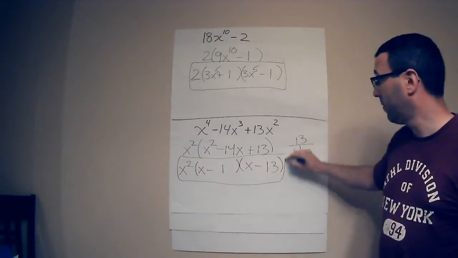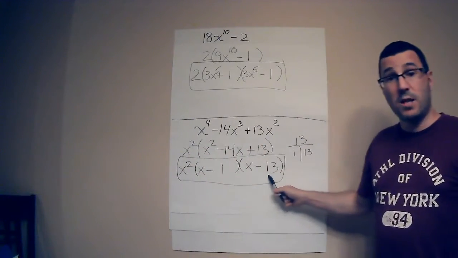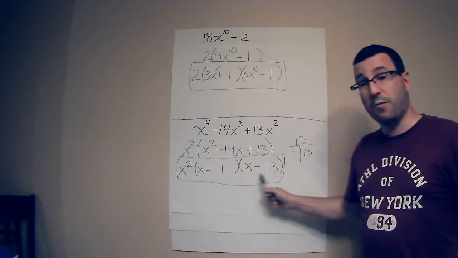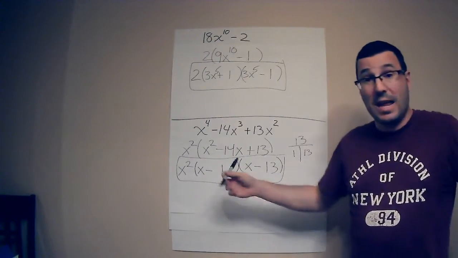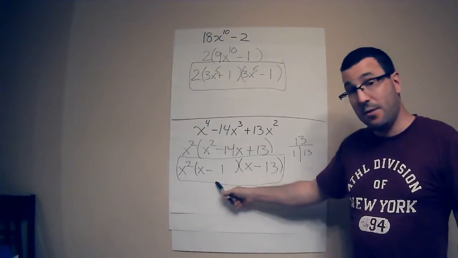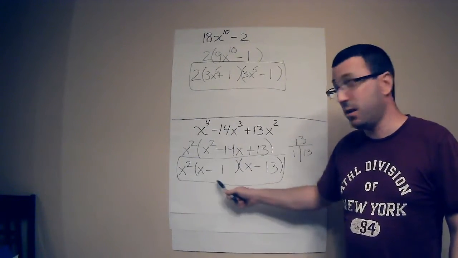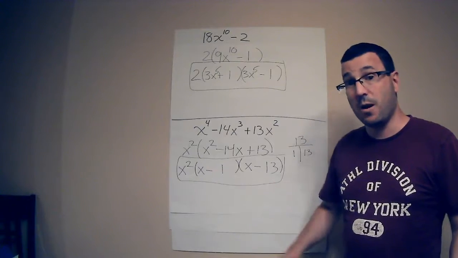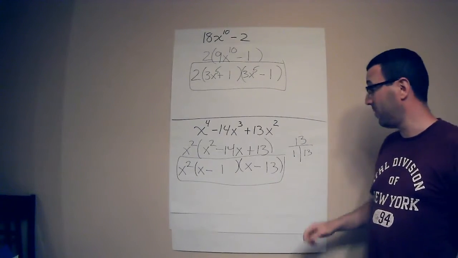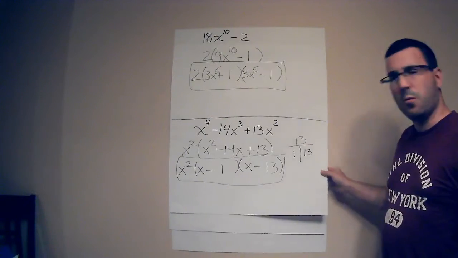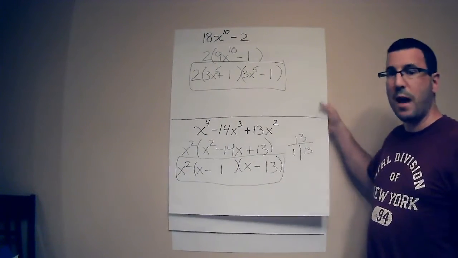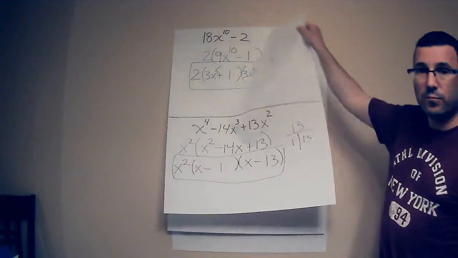Because no more greatest common factors, no difference of two squares, and they're not trinomials. So I can't do anything else. Even if you look here, I go, oh, I got that x minus 1, but that's not x squared. So no difference of two squares. Okay? Those two were multi-steps that weren't too bad.